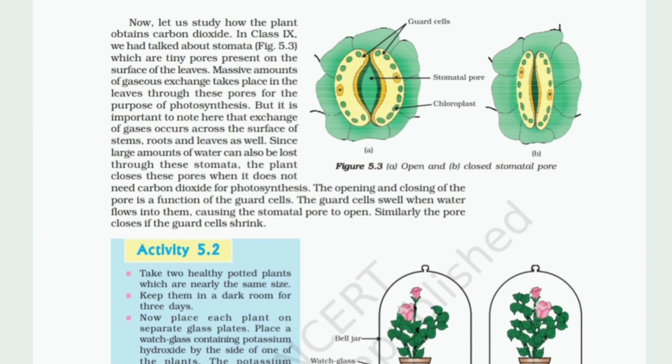But it is important to note here that exchange of gases occurs across the surface of stems, roots and leaves as well. Since large amounts of water can also be lost through these stomata, the plant closes these pores when it does not need carbon dioxide for photosynthesis.